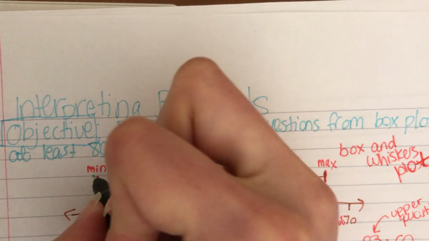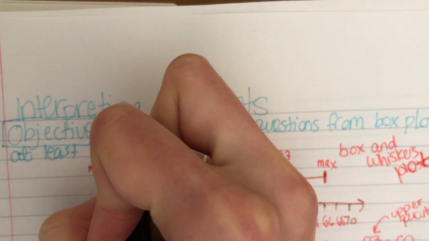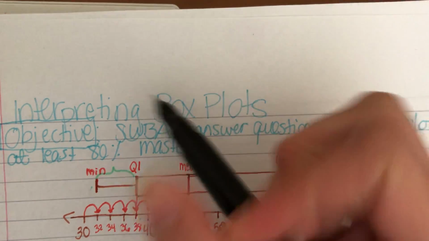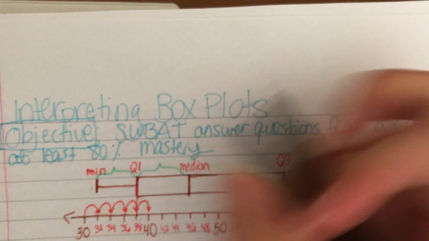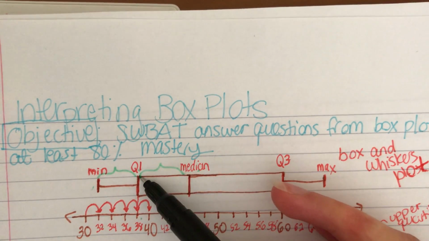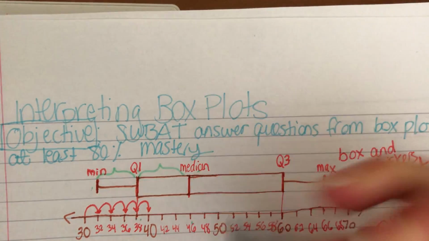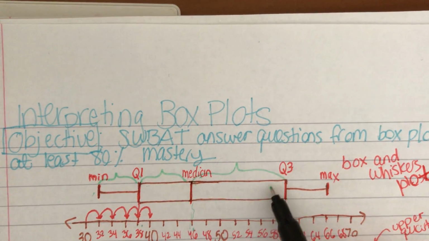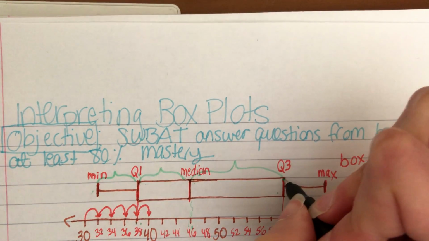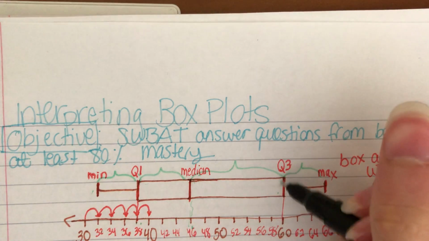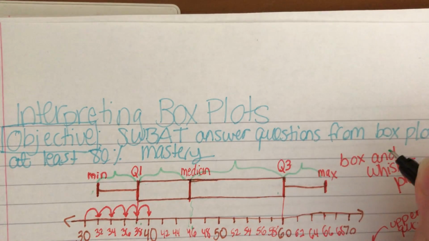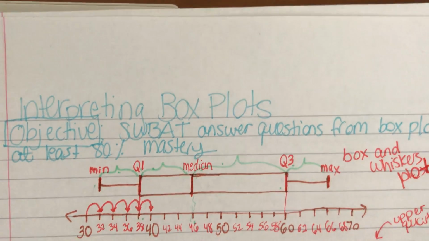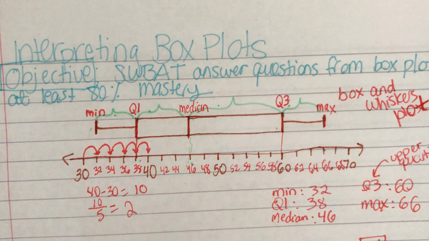So 25% of our numbers in our data set are somewhere in between 32 and 38. Another 25% are in between Q1 and the median, so that would be between 38 and 46. Another 25% are in this area right here, all the way from 46 to 60. And then another 25% go from Q3 to max, which is 60 to 66. So as you can see, 25% go in each of these sections. Now there's 4 sections of 25%, which would give us a total of 100%.